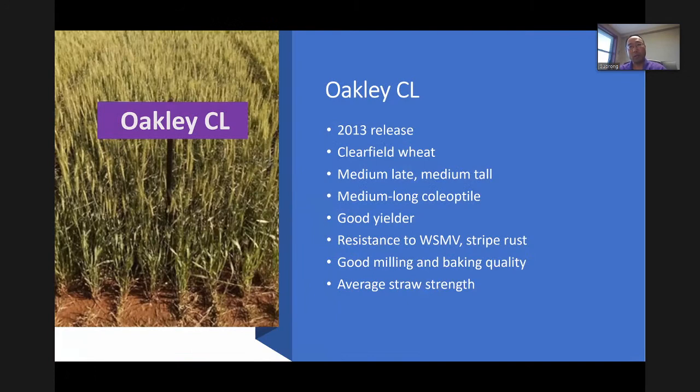So it has very competitive yield in the West. This is a medium late and medium tall variety. It has a medium long coleoptile length, which means you can plant deeper to get more moisture if the ground is very dry at planting time. That is an advantage for Western Kansas. Another main advantage is its resistance to wheat streak mosaic virus and stripe rust, which are the two major diseases in the West. It also has good milling and baking quality, so the industry likes it. The only concern is the average straw strength, so in a high yielding environment it will lodge. You don't want to put too much nitrogen on it or use intense management.